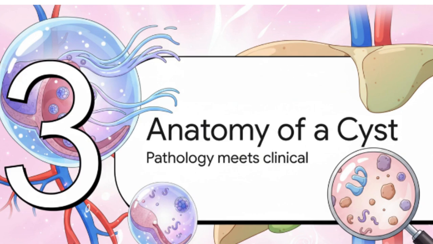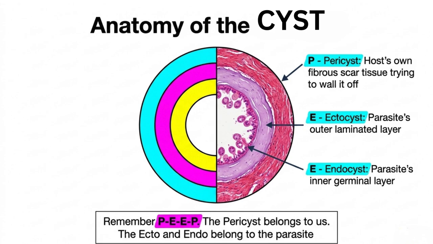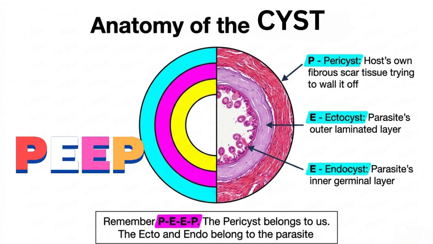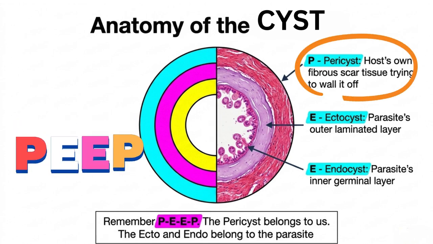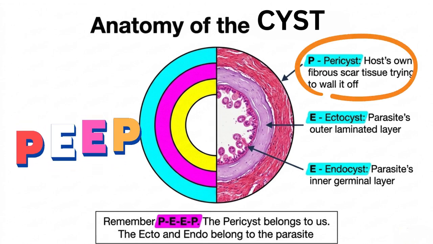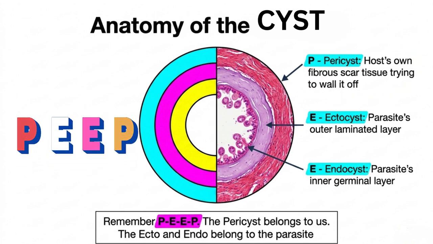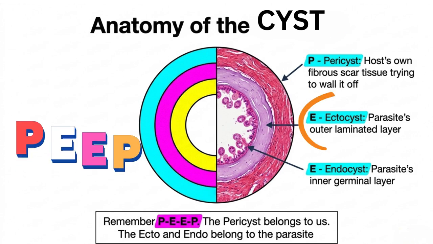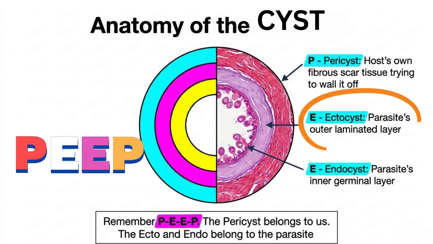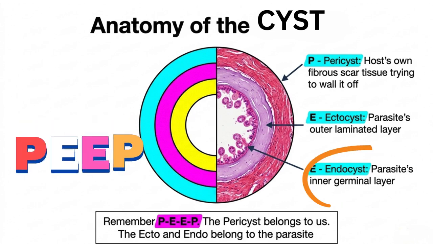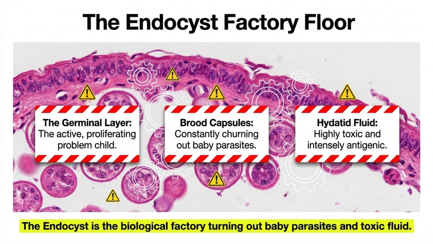Section 3. Anatomy of a cyst. You absolutely have to know the layers of this cyst, so let's burn this PEEP mnemonic into your brain right now. P-E-E-P. The P is for pericyst. Now note this carefully because it's tricky. The pericyst is actually on the very outside, and it's made of our body's own fibrous tissue trying to wall the invader off. Then, moving inward, we have the ectocyst and the endocyst, which both belong to the parasite. And the absolute crucial point here is that inner E, the endocyst. That's the germinal layer. Think of it as the dangerous factory floor. It is constantly churning out baby parasites and this toxic, highly antigenic fluid.